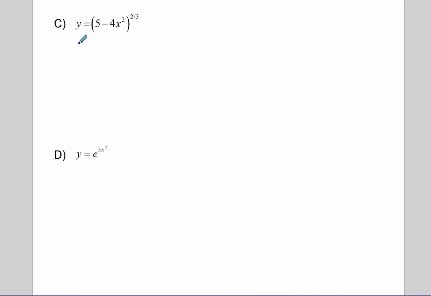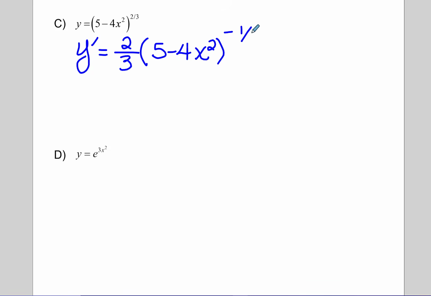In example 3, this one's pretty straightforward, so you might want to turn the video off and work through this yourself. Come back to see if your work looks like my work. Here I've got 2/3 to the binomial. Taking 1 off that power gives us a -3. The inside of the binomial, that derivative is -8x.